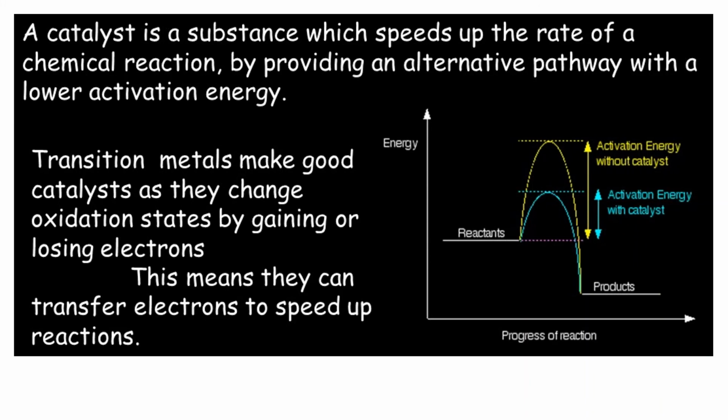And for catalysts, how are transition metals good in making catalysts? A catalyst is a substance which speeds up the rate of a chemical reaction by providing an alternative pathway that will lower the activation energy. Transition metals make good catalysts as they change oxidation states by gaining or losing electrons. This means they can transfer electrons to speed up reactions.